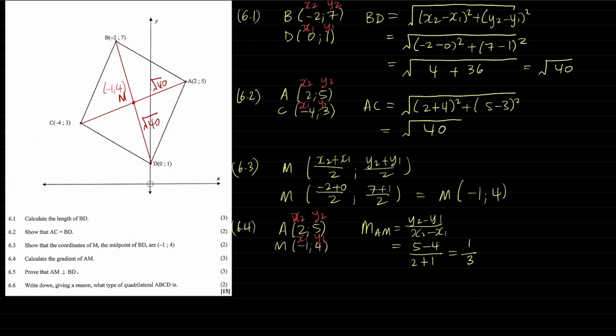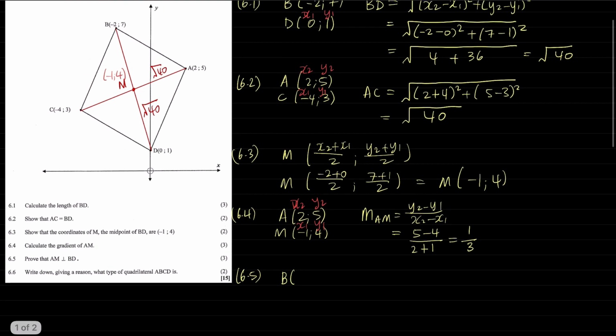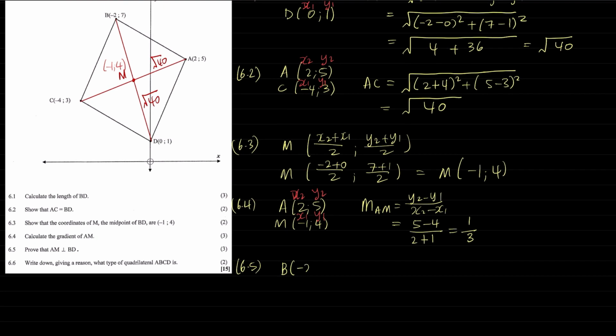Now let's take a look at the next question. It's question 6.5. So 6.5 says, prove that AM is perpendicular to BD. So what we need to do here is we need to work out the gradient of BD. So the coordinate for B is -2 and 7. The coordinate for D is 0 and 1.